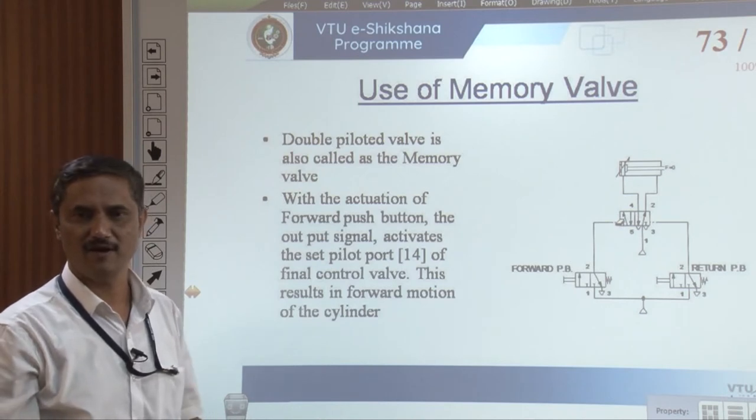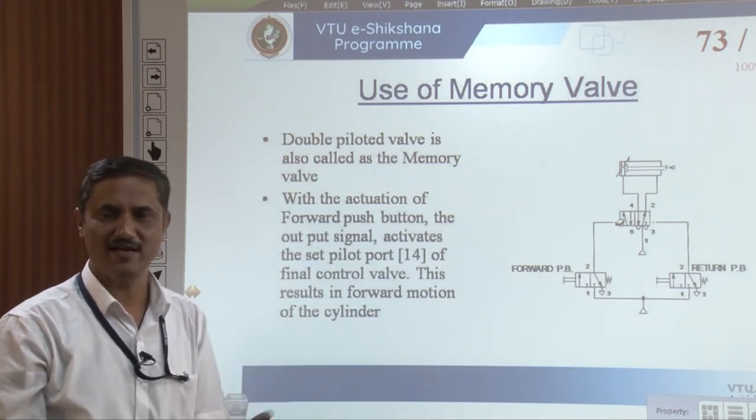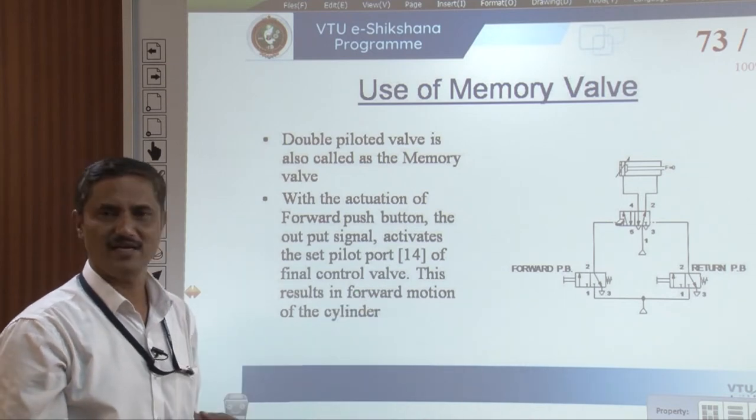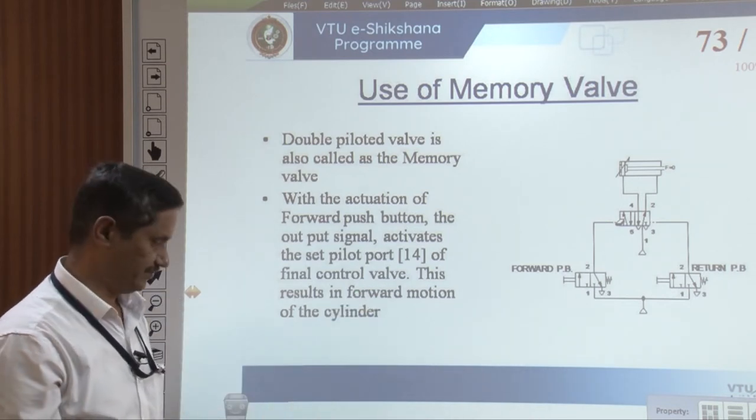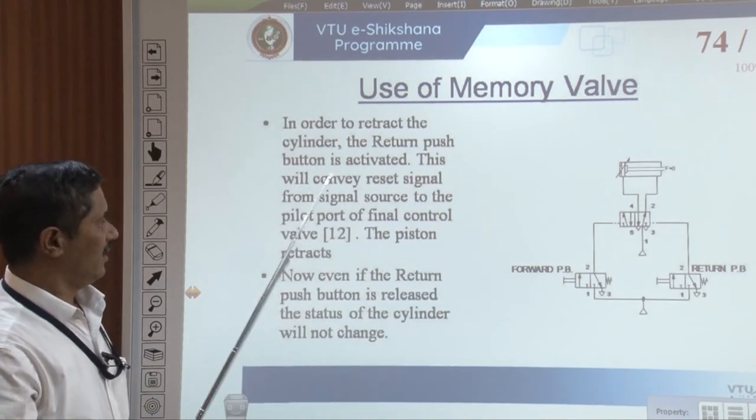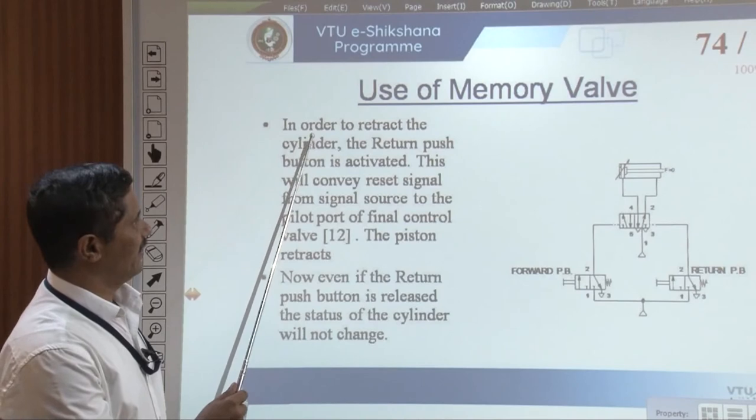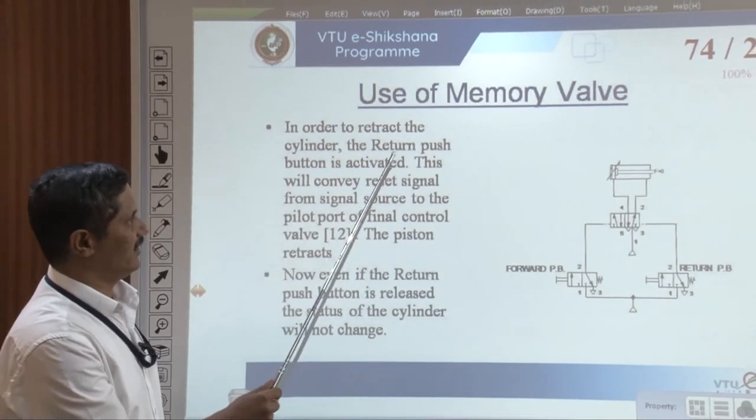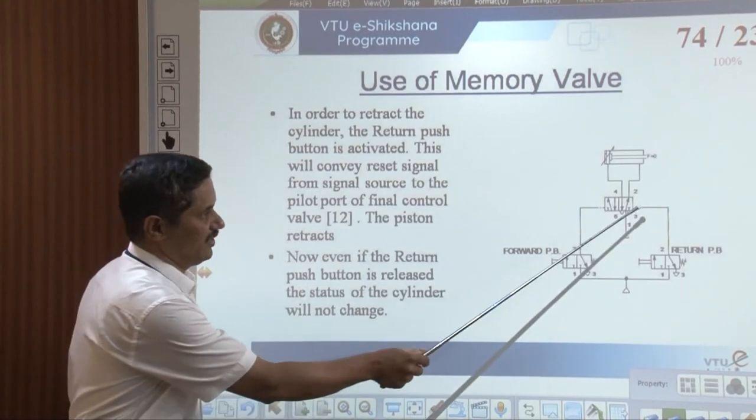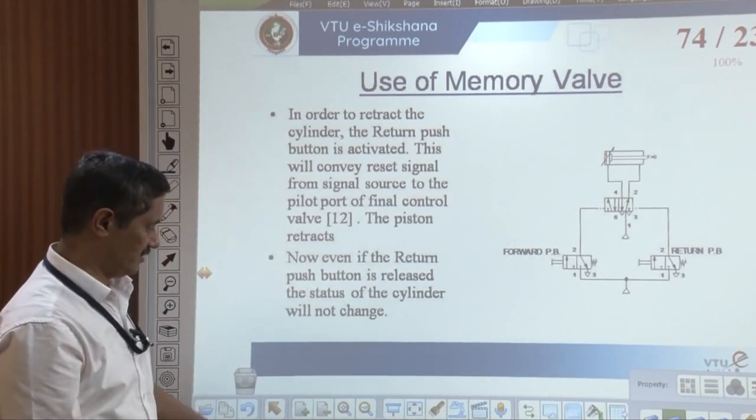So that is the kind of application wherein you have that one condition and remain in that condition, and then you reset that and take the other condition. The same thing has been explained here. In order to retract the cylinder, the return push button is activated. So that is how we use the set reset kinds of valves.